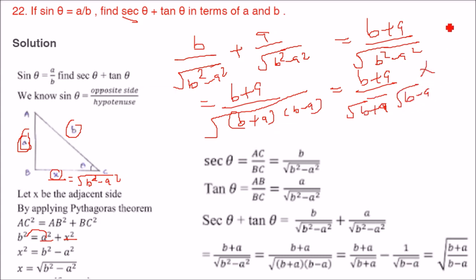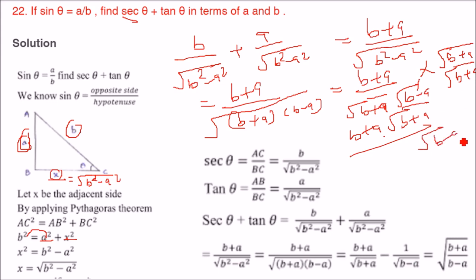Now multiply numerator and denominator by root b plus a. So this will become b plus a under root b plus a. In the denominator this will remain the same, under root b minus a. But what will happen with this? Under root b plus a and under root b plus a will be only b plus a. This gets cancelled. This final will be under root b plus a by b minus a. This is the answer.